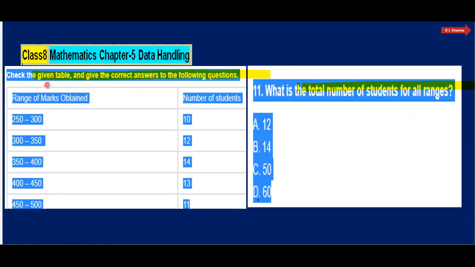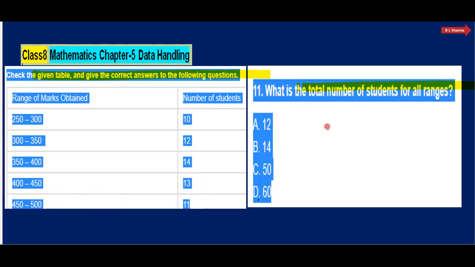Next question. Check the given table and give the correct answer to the following questions. A range of marks obtained by some number of students here. 250 to less than 300, 10 students. 300 to less than 350, 12 students. 350 to less than 400 marks by 14 students. 400 to less than 450 marks by 13 students, and 450 to less than 500 marks by 11 students.